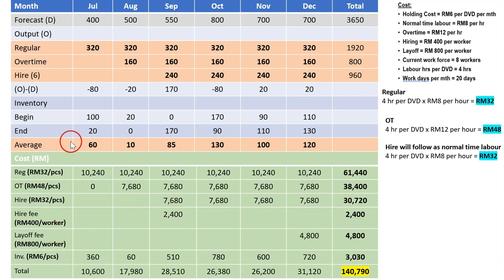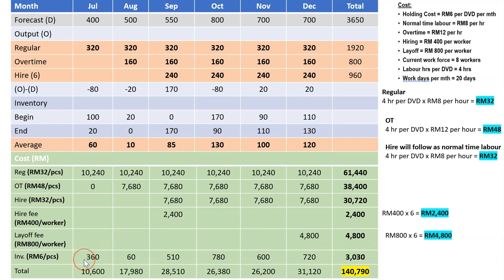Now the hire fee. The hiring only started in September. So in September, you have 6 workers times 400. So you got 2,400. And then you lay them off at the month of December. So in December, the fee is different, it's 800. So 800 times 6 workers, because you need to hire 6 and lay off 6, so you got 4,800.